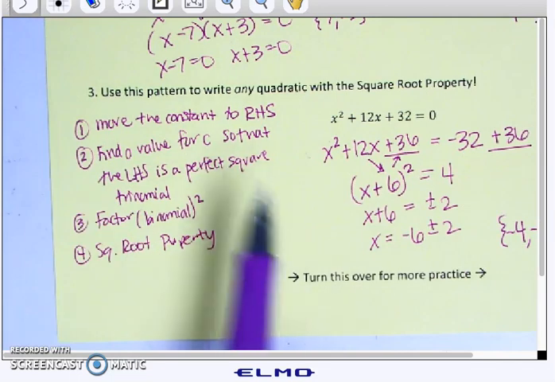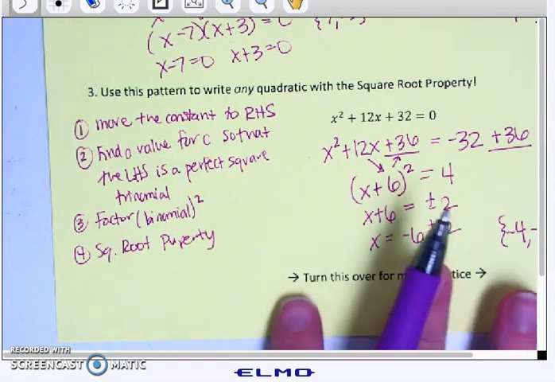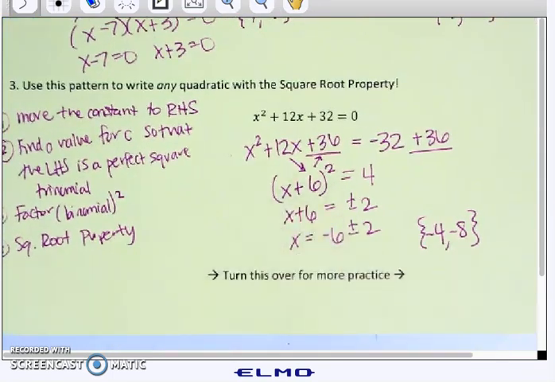These steps explain what the process of completing the square looks like. I want you to think about why we call it completing the square, and we'll talk about that on Friday.